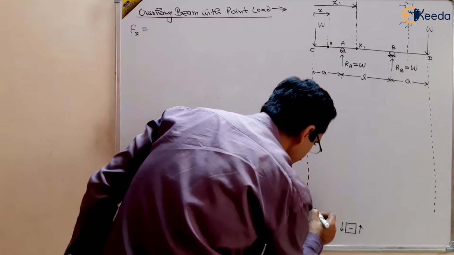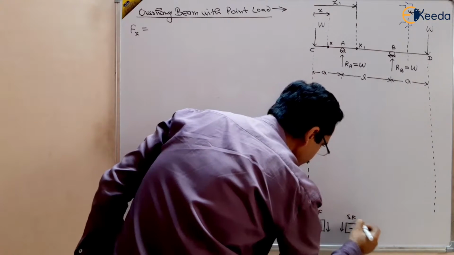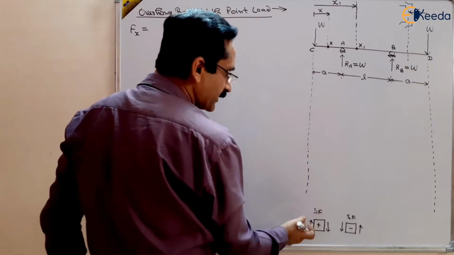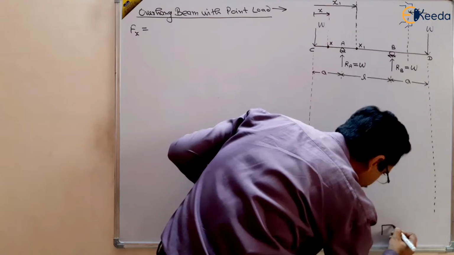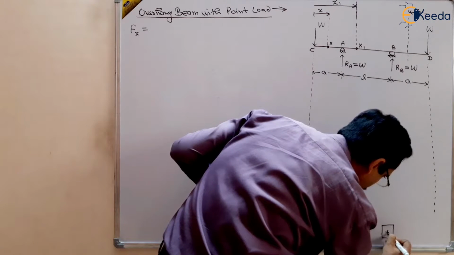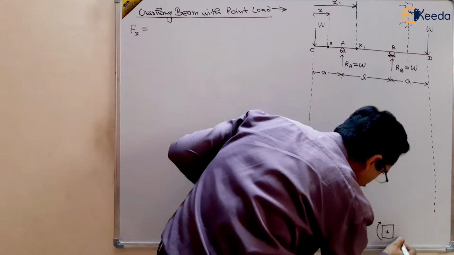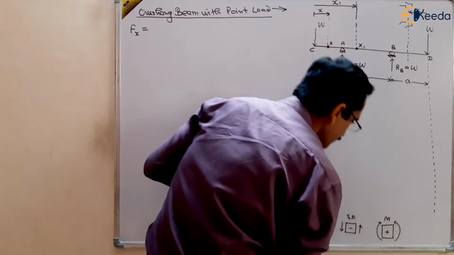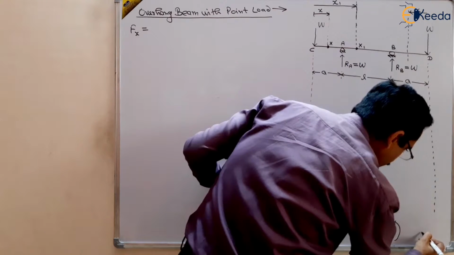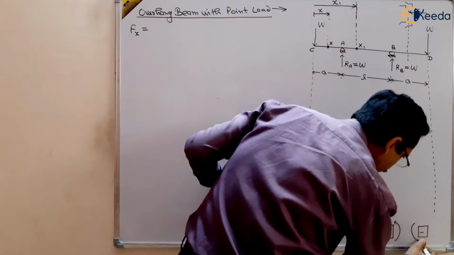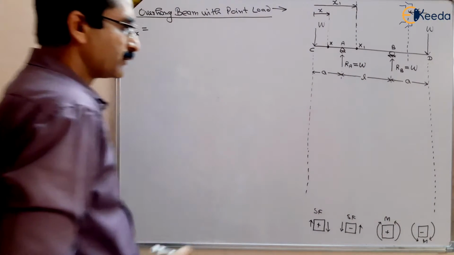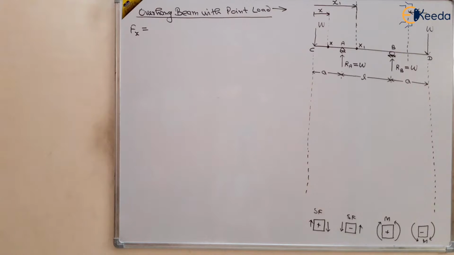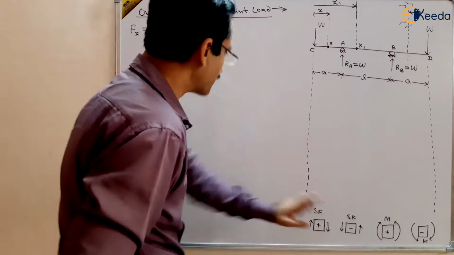Remember the sign convention for shear force: leftward upward is positive and leftward downward is negative. And for bending moment, this was the negative moment and this was a positive moment, right? So this is the case of the positive and negative bending moments according to our sign convention. You have to remember this.